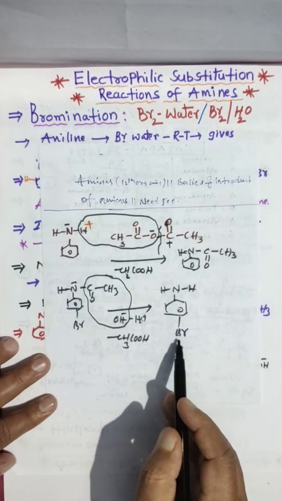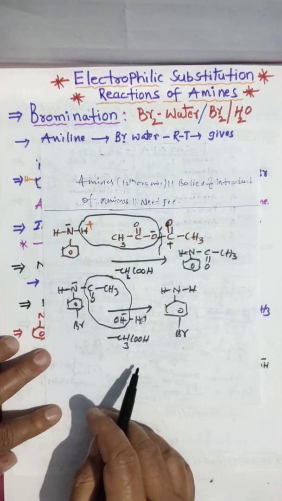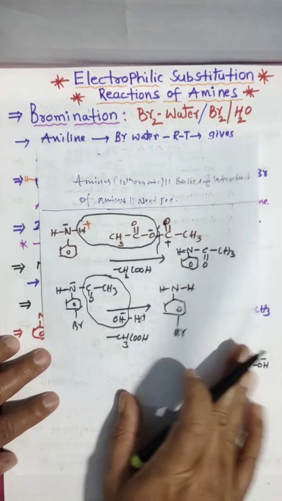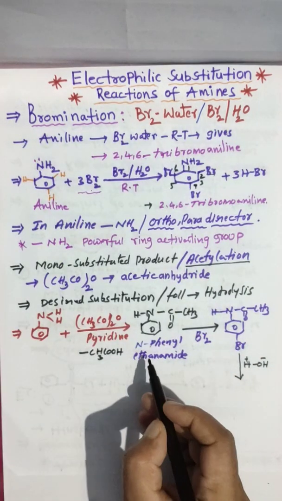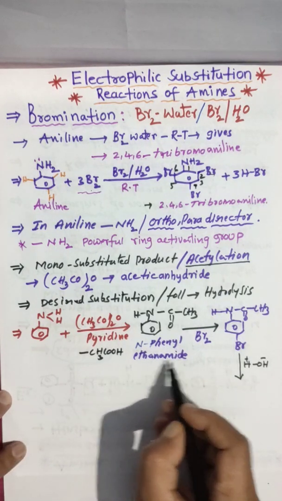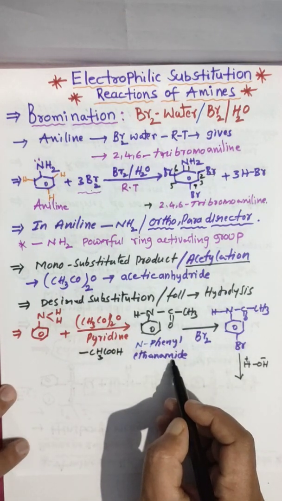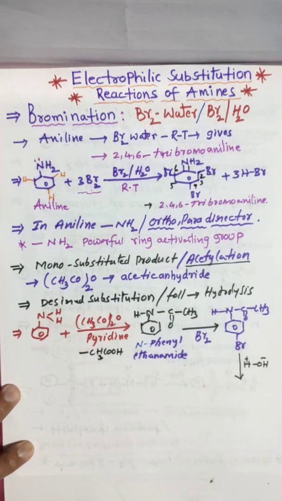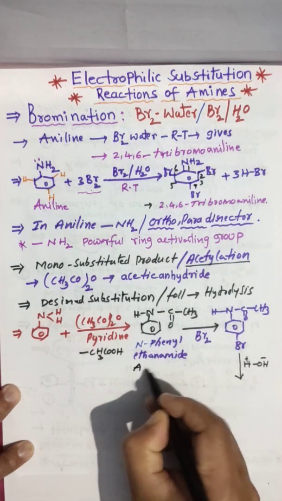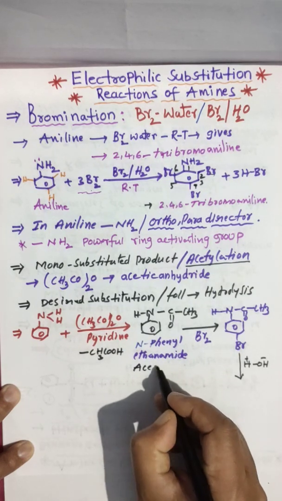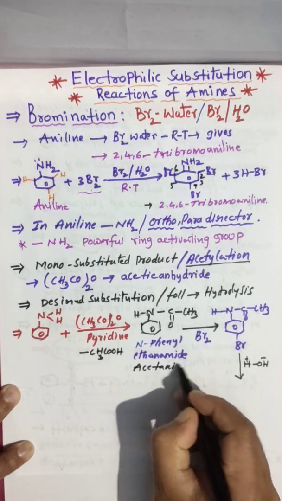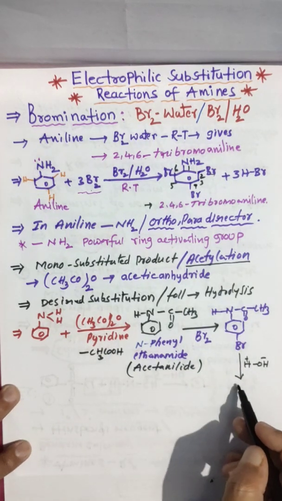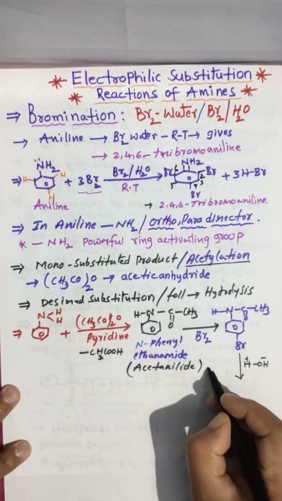See now, what are we getting? 4-bromoaniline. Clear? So this is what we got from N-phenyl ethanamide. N-phenyl ethanamide, and another name we have is acetanilide also. Remember, acetanilide.